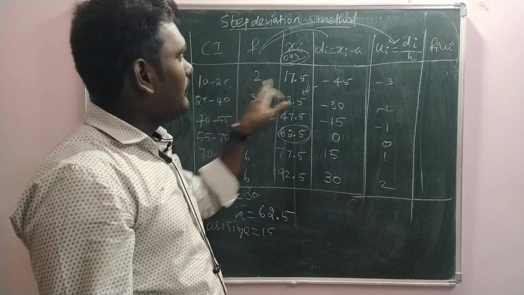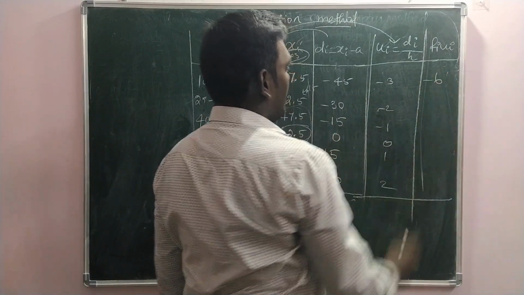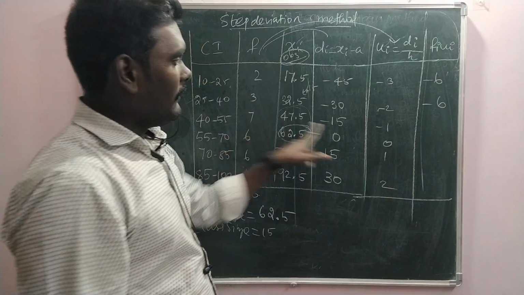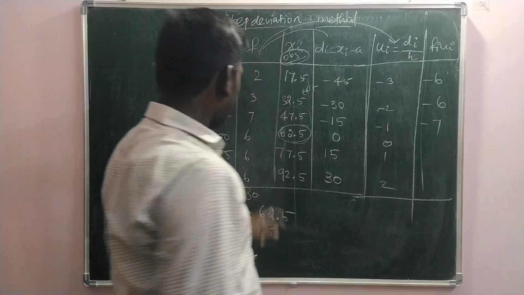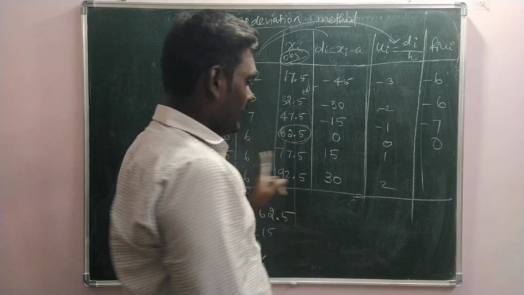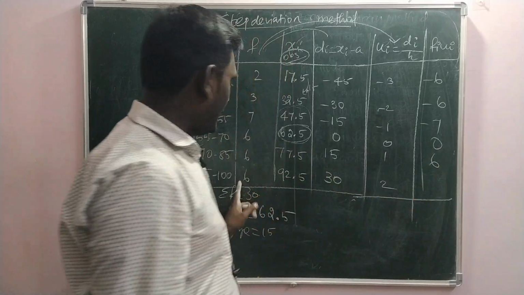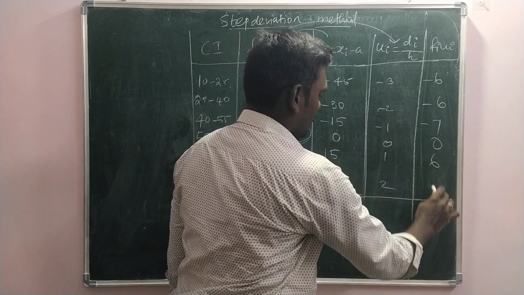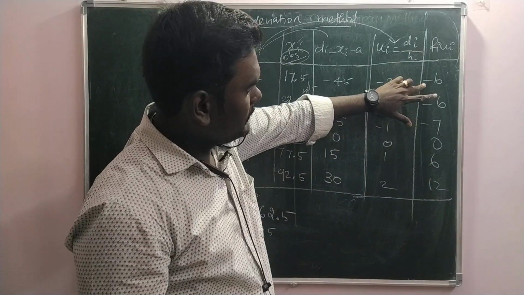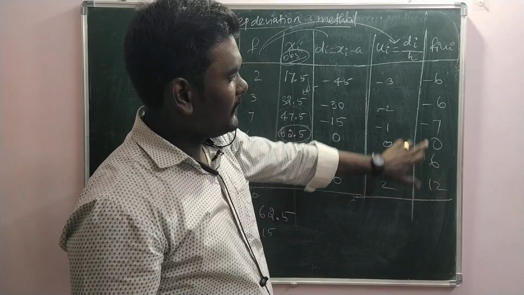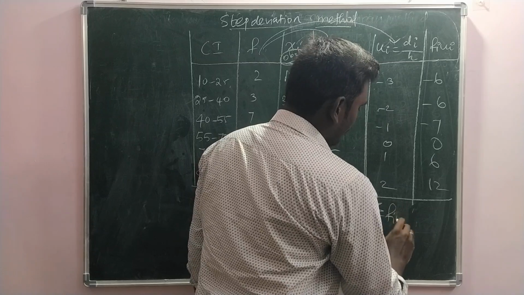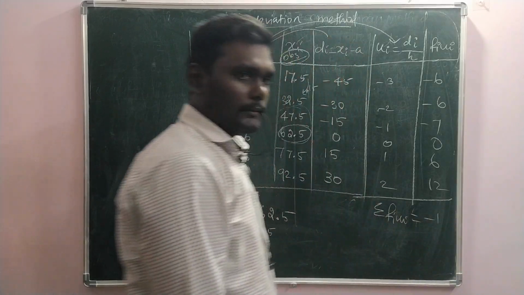So simply multiply 2 with minus 3, that is minus 6, and then 3 into 2 is again minus 6. 7 into minus 1 is minus 7. 6 into 0 is 0. 6 into 1 is 6, and then 6 into 2 is 12. Add everything. Plus 6, minus 6, 12 and all gets cancelled. Remaining we have minus 1 alone. That is sigma fi ui, which is minus 1.